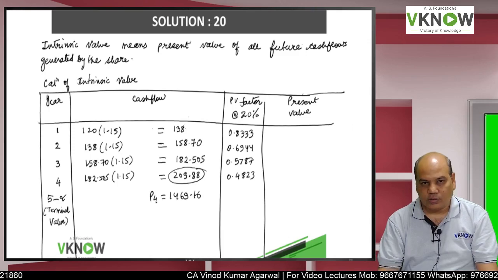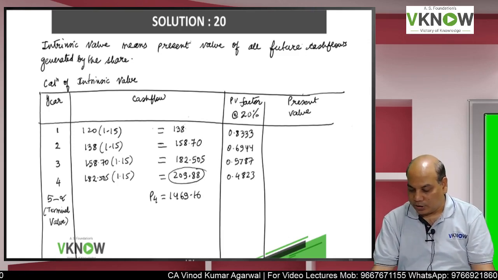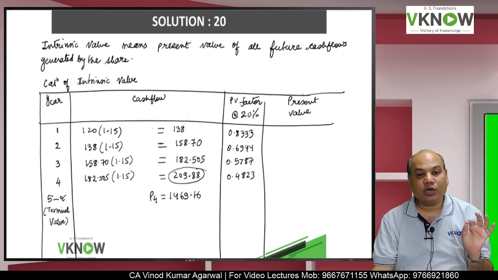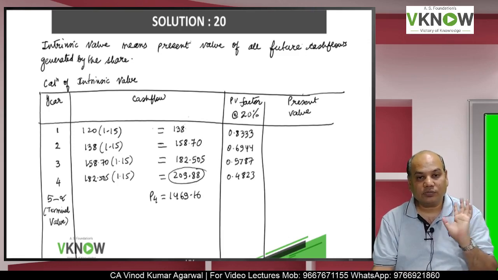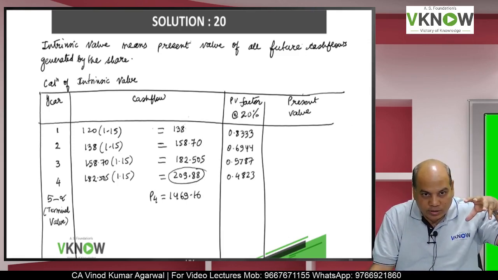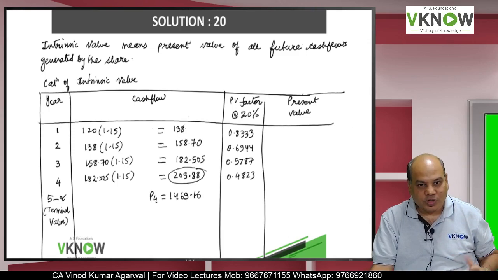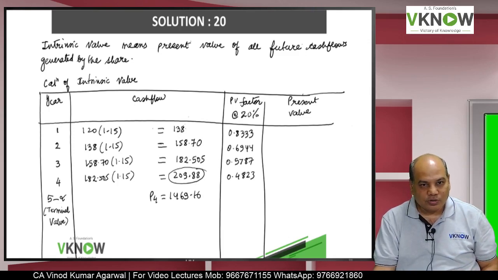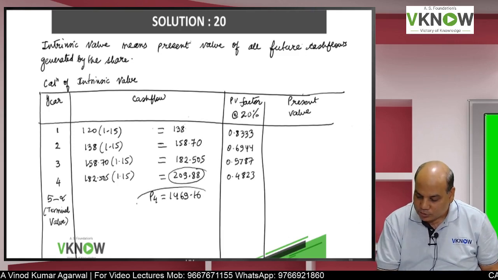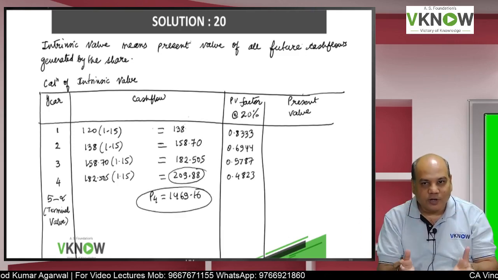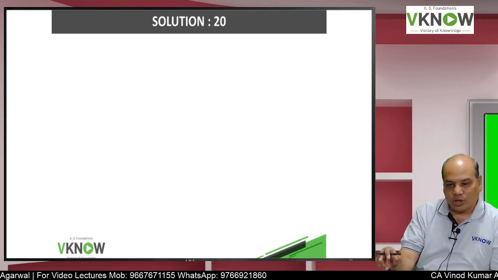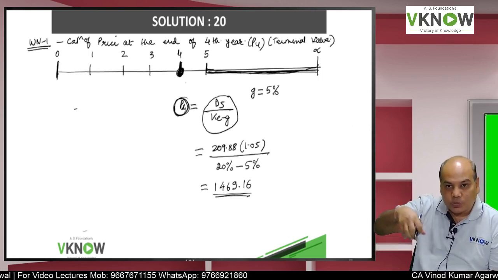Again equals 0.4823. Wait, stop. Which factor will you write, for the 5th year or for the 4th year? Quickly answer. Think and answer. God has given you a thinking chamber called the brain. Then why are you shooting without thinking? Don't shoot. Think and shoot. This cash flow will be received when? When will you get that 1469? At which point of time?